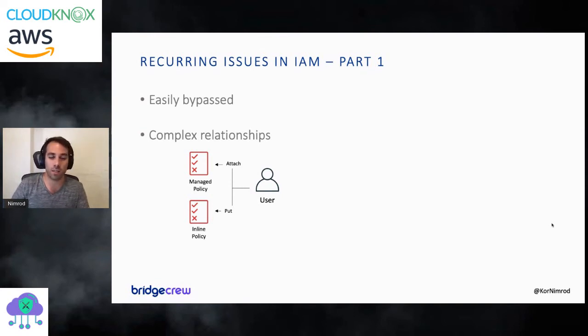One is that it is easily bypassed. You can just create your own policy. It won't be listed anywhere. No one will know, and you can give any permission you'd like. The second one is that IAM supports complex relationships.